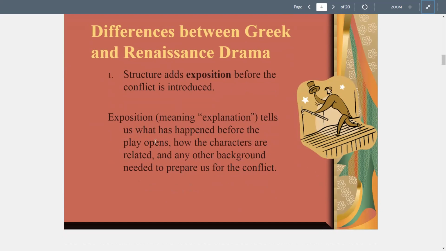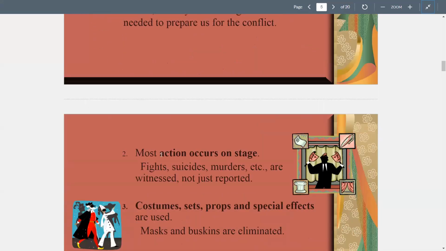Especially with bigger, less homogenized audiences at this point going to see the play, not everyone would know the story as well. So it's better to explain how the characters are related to each other rather than just assuming the audience knows.